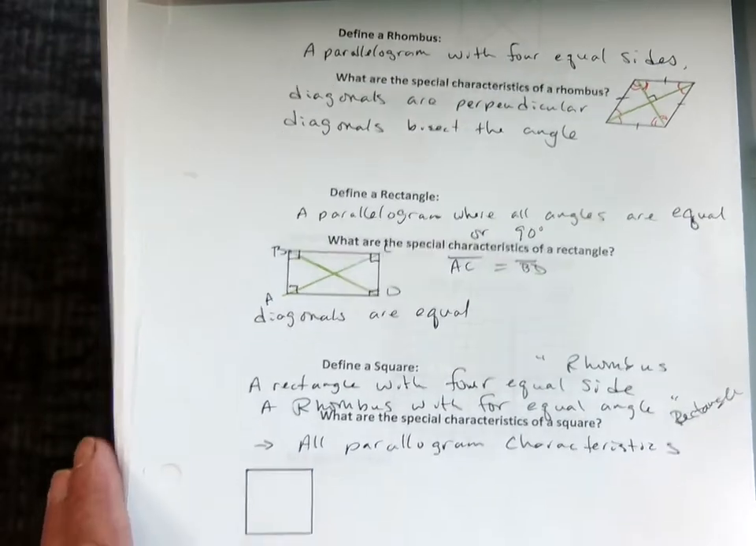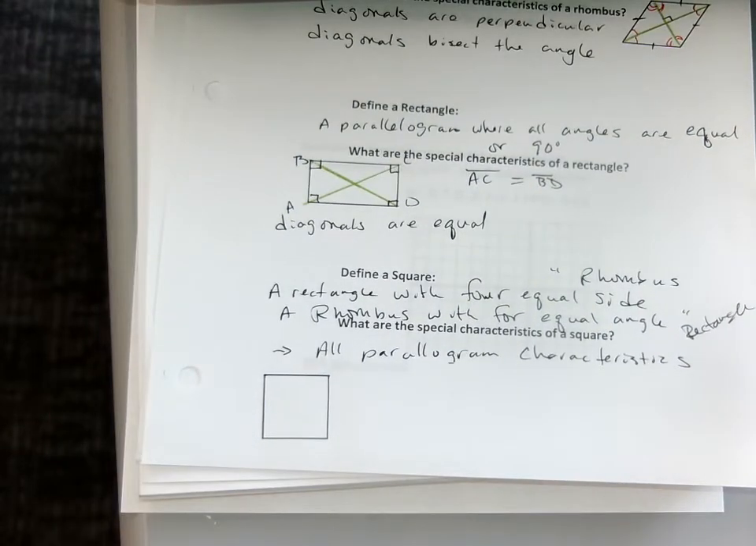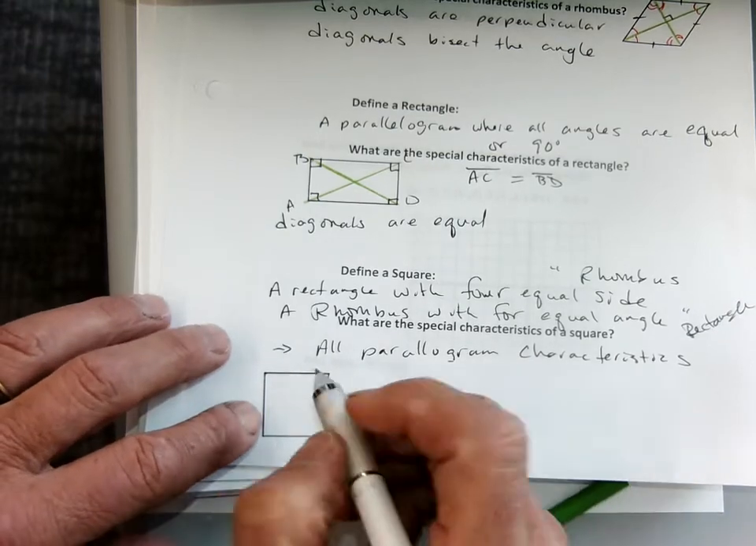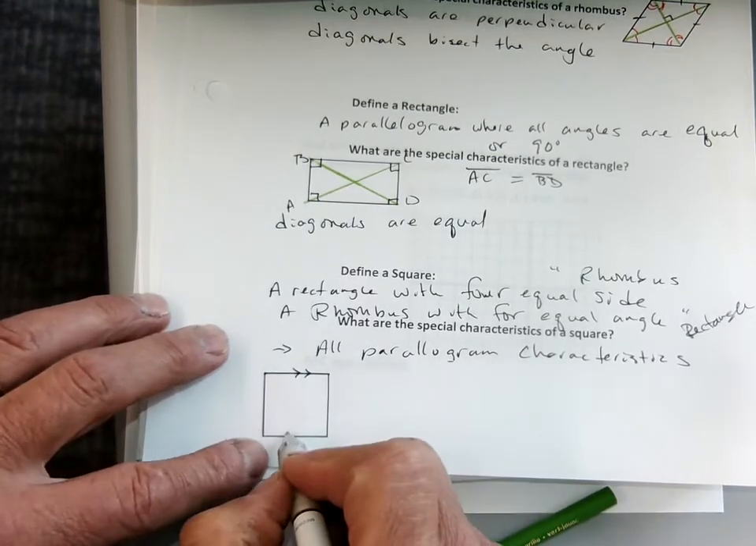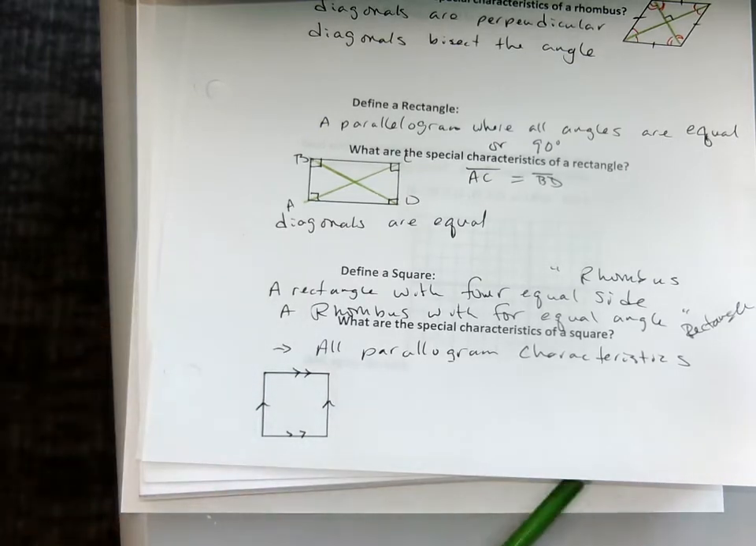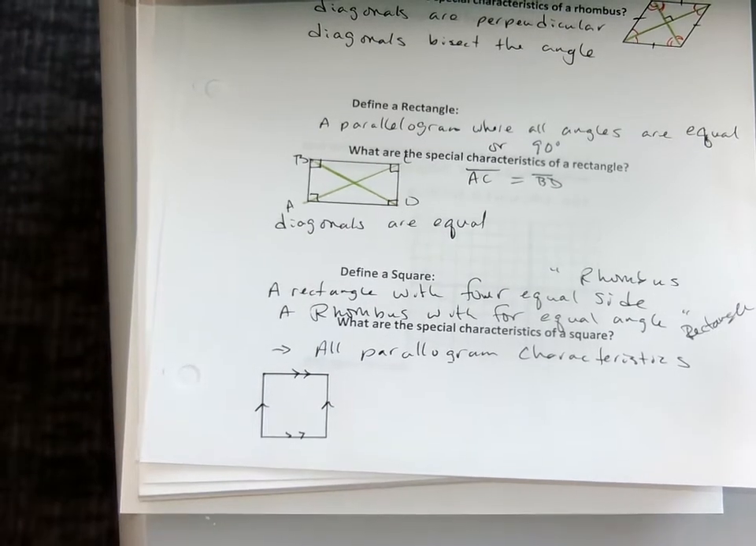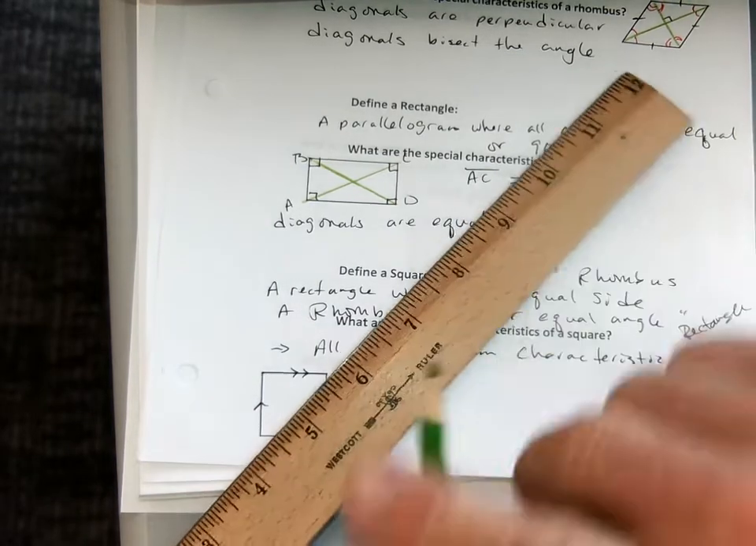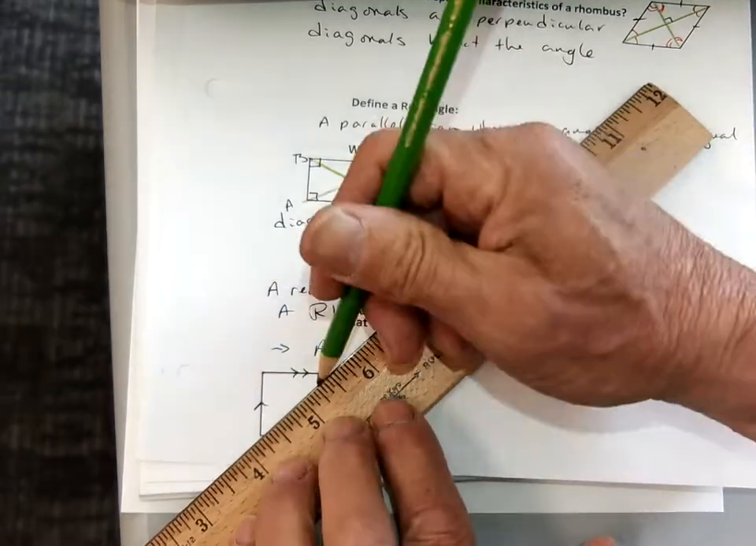So if it's a parallelogram, we know that opposite sides are parallel. Yeah, it's a square, right? We know that's parallel to that, and that's parallel to that. We know opposite angles are equal, right? We know that diagonals bisect each other, right? I agree with that. So I can draw my diagonals. All these things we know are true about a parallelogram.